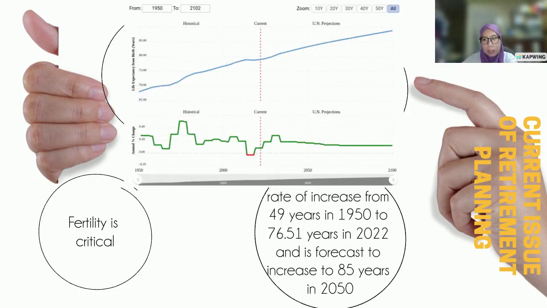The figures show the rate of increase was significant, from 49 years in 1950 to 76.51 years in 2022, and is forecast to increase to 85 years in 2050. The length of life expectancy will increase every year and will make people need more funds to finance their old age in the future. The population will age faster when the fertility rate becomes lower.